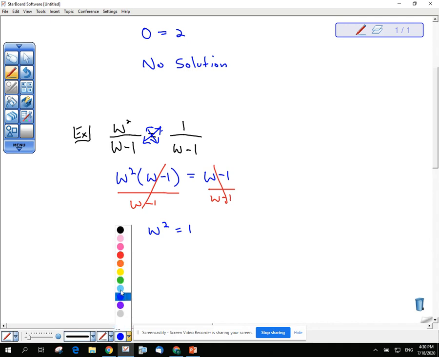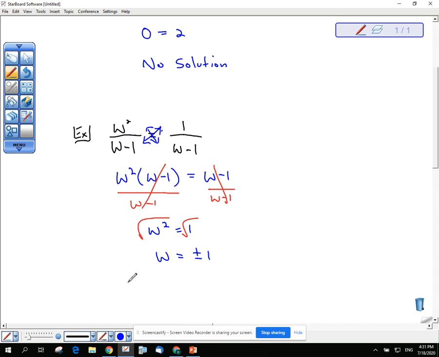You would want to square root both sides. And when we square root, you've got to add a plus or minus. So we think we have two solutions, negative 1 and 1. Okay? We think we have two solutions. Do they both work? Well, let's check.